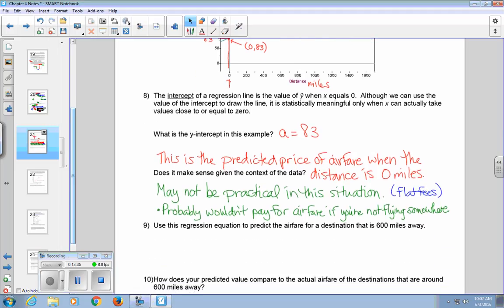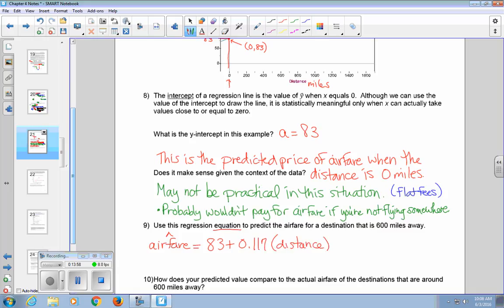Right, so use this regression equation to predict the airfare for a destination that is 600 miles away. So we want to use the equation in this case. Remember that our equation was that the predicted airfare, and you can look at the top of your page to double check this, was equal to 83 plus 0.117 times the distance. Since we're given a distance of 600 miles, that's going to be substituted in place of distance. So we get that airfare, with that little hat on top saying this is a prediction, is equal to 83 plus 0.117 times 600.